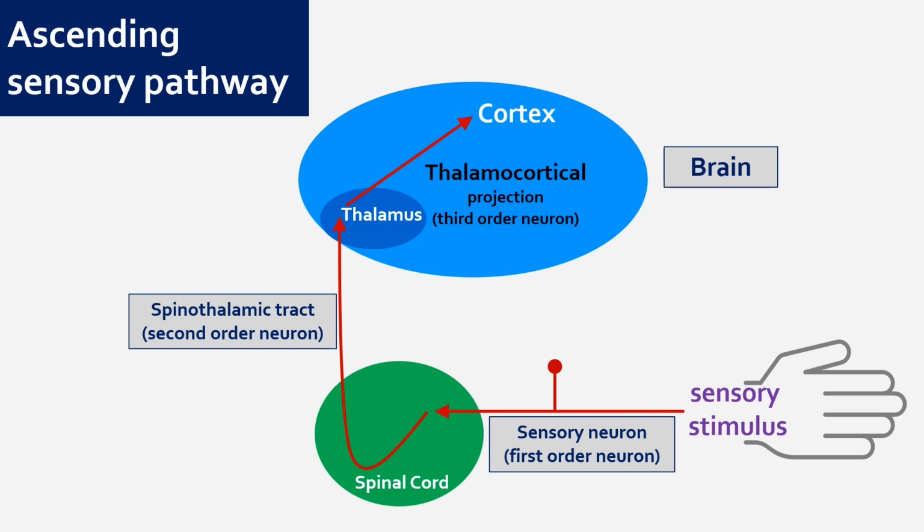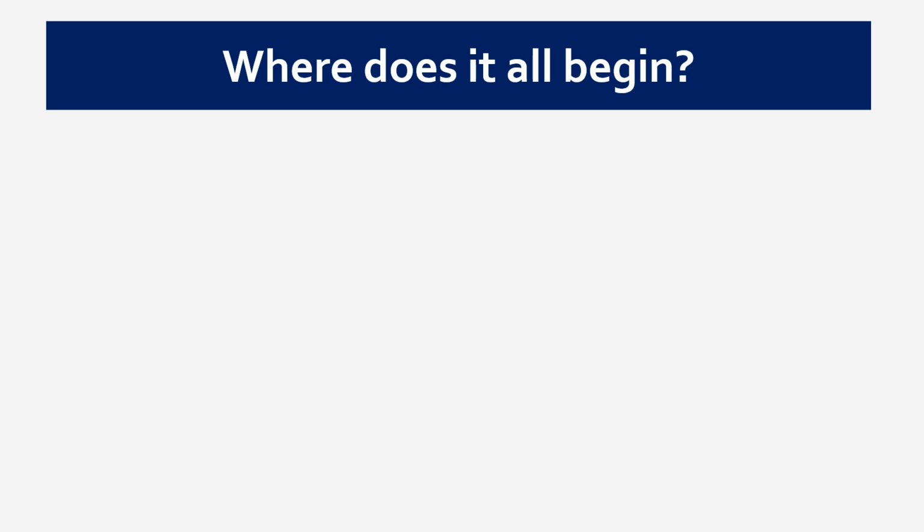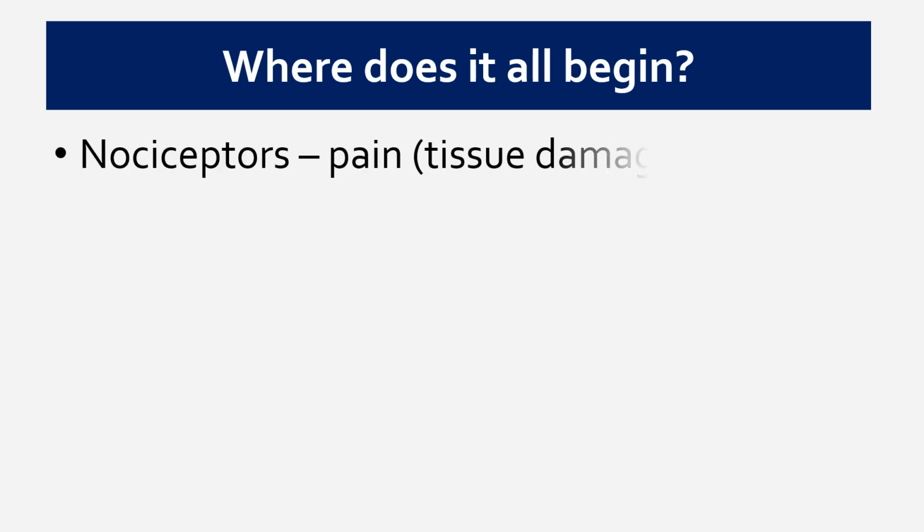So we're going to make our way along this pathway, starting at the beginning with the sensory stimulus, with the first order neuron. We have a variety of different specialist sensory structures that process different types of sensory information. Nociceptors, for example, are specialist neurons that are activated by stimuli that cause pain, normally as a result of damage to the tissue where the nociceptor is located. These are neurons with specialist molecular receptors for pain stimuli.